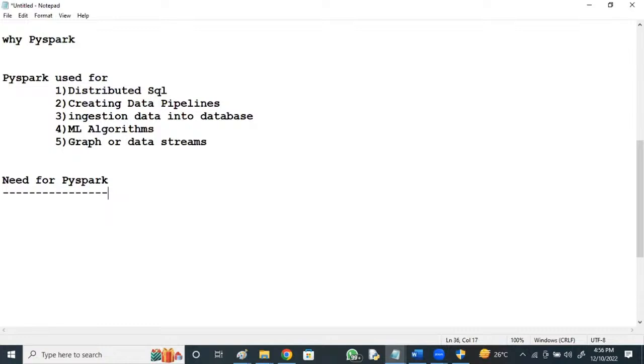That's why the Apache Software Foundation, or community, came up with Apache Spark. It's a technology for very high speed processing. They came up with a tool called PySpark, that is the Python API for using Spark.